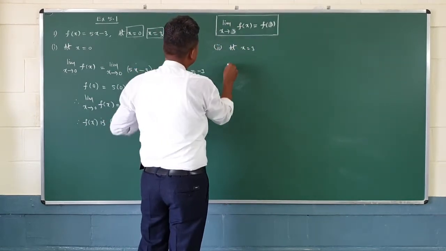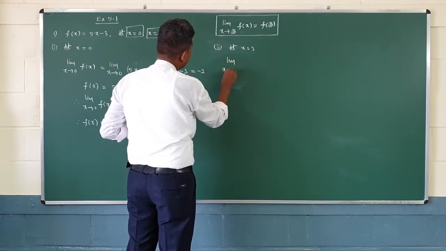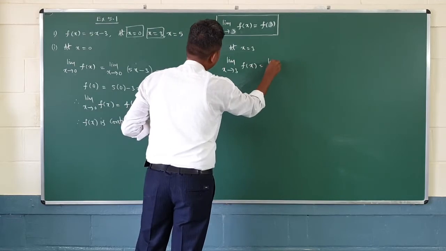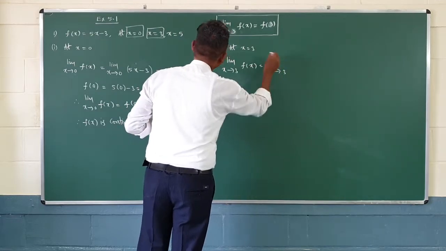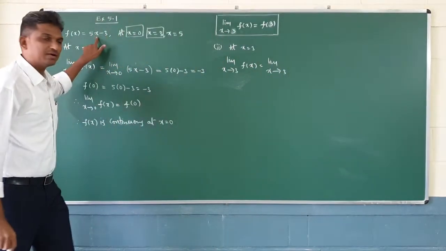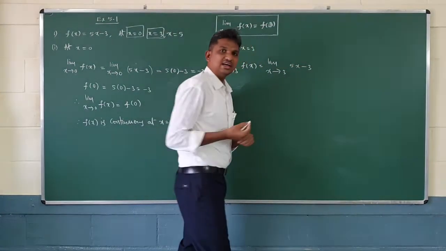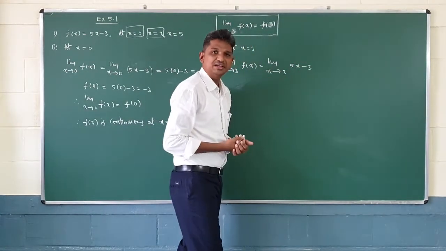Okay, first I will calculate this: the limit as x approaches 3 of f of x. What is f of x? F of x is 5x minus 3. Okay, now what will I do? How do we calculate this limit?